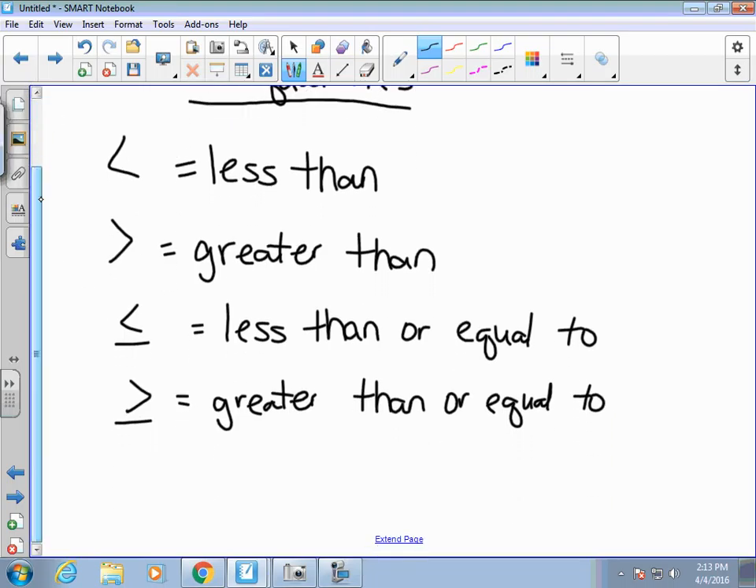And then on our worksheet, there's one that says equal. We know that means equals. Okay. So we've done that one so much. I don't think I needed to write that one, but okay.